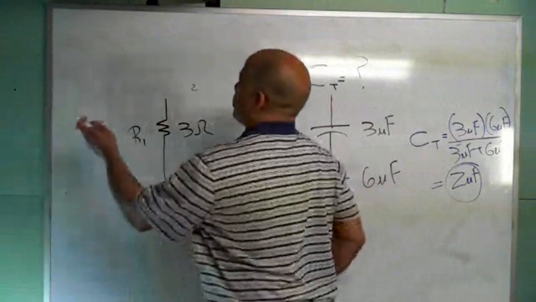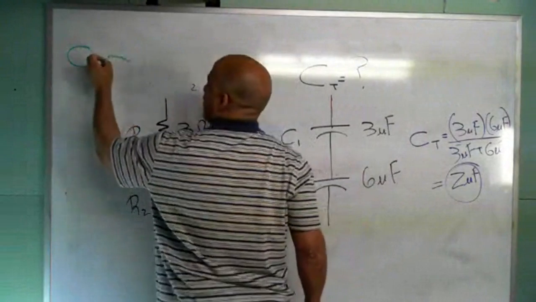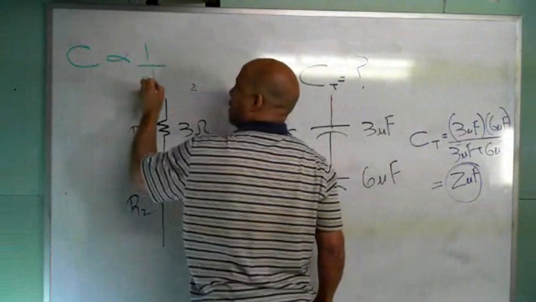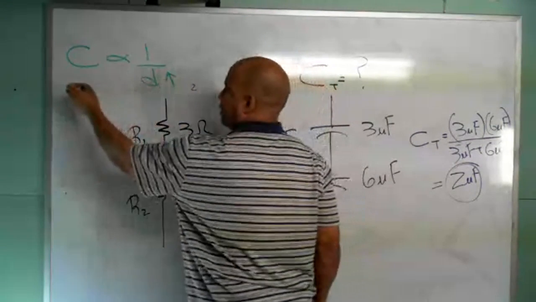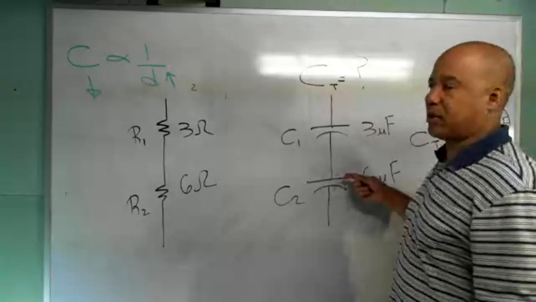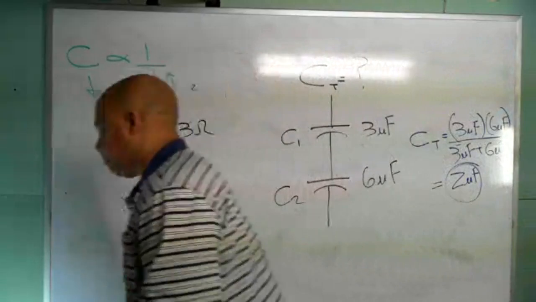The relationship between C and D was like that. The greater the distance between the plates, the lower the capacitance. And you say, all right, well, we're not really changing the distance between the plates. How does that apply to this? Well, let me show you.